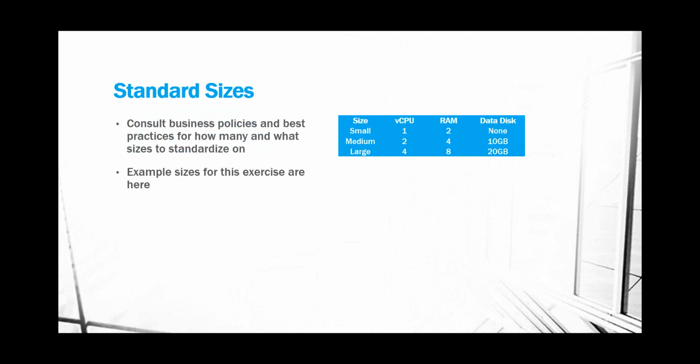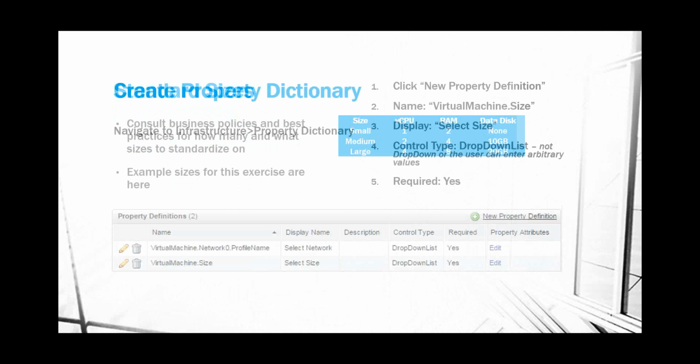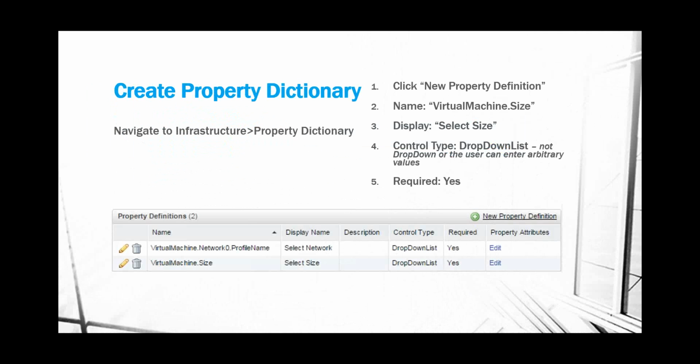So getting started, the first thing we're going to do is create our property dictionary. Sometimes the system will call it a property definition. I try to call it a dictionary, but it can go either way. We're going to make one up called virtualmachine.size. And again, like we talked about earlier, we're making one up, but we need to make sure that we handle it later. When you create your property dictionary, you're able to select a control type.